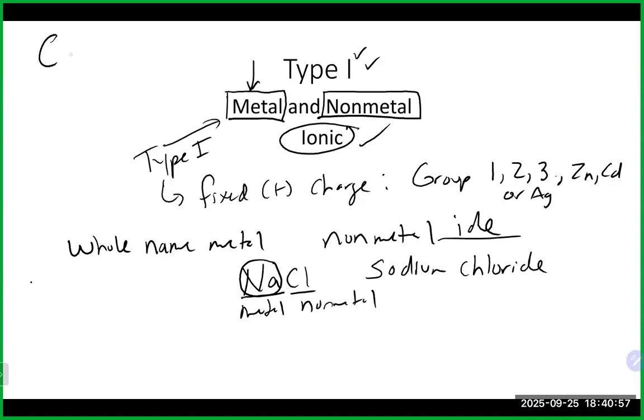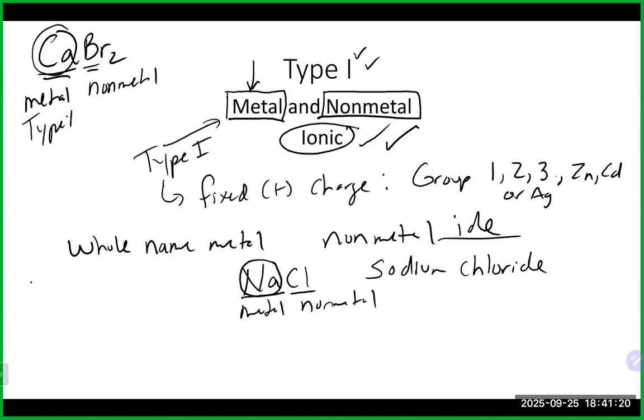Now I have something like CaBr2, right? I take a look at this. I see Ca, which is a metal. I see Br, which is a non-metal. I know that this is ionic. I want to always look at the metal. Most important thing, calcium is group number 2, which means it has a fixed positive charge and is going to be a type 1 metal. And that means I'm ready to roll right into my name, which in this case is the whole name of the metal, and the non-metal is bromide here. So that is calcium bromide.